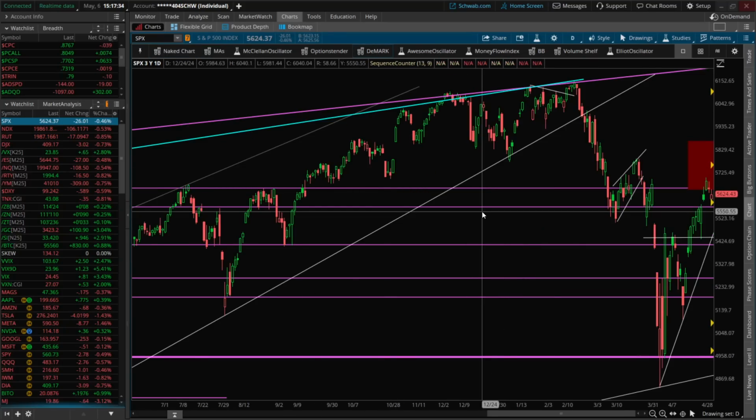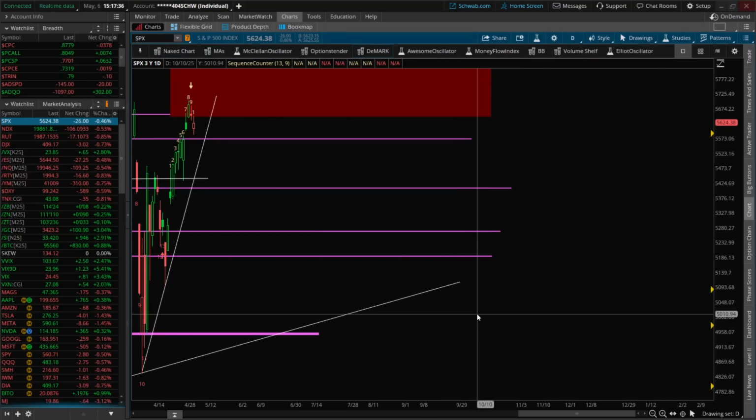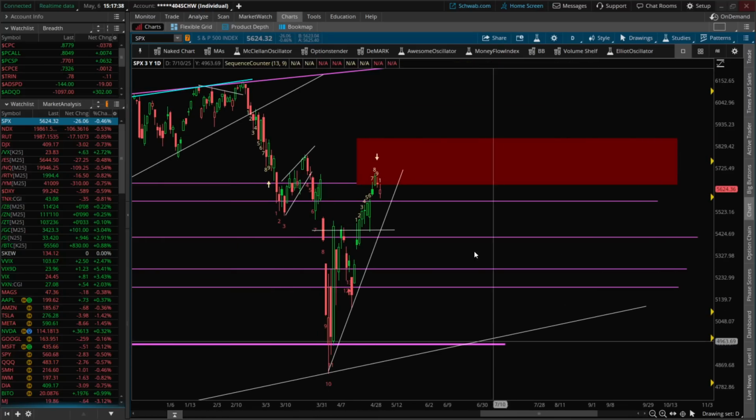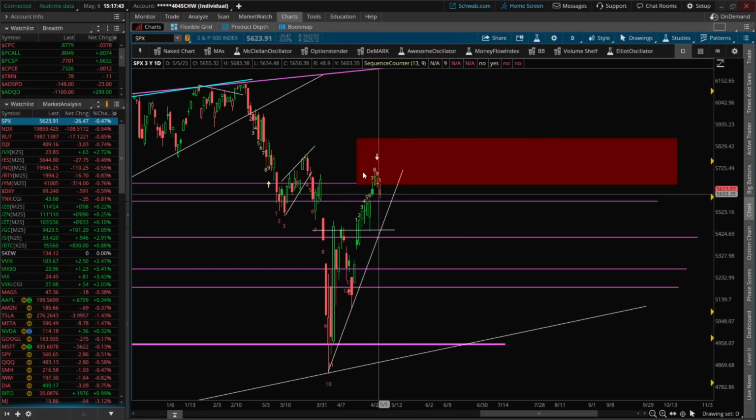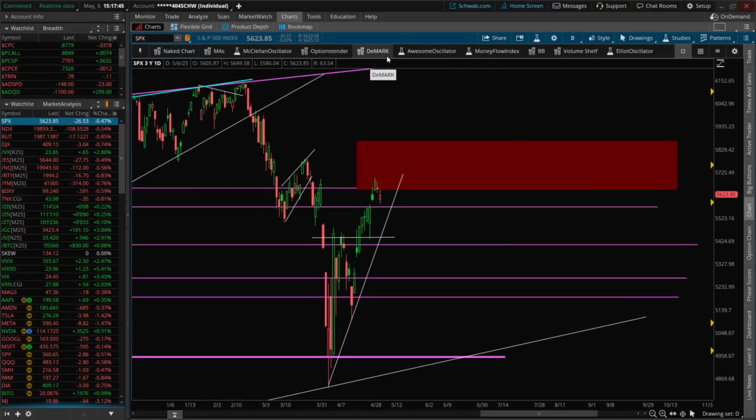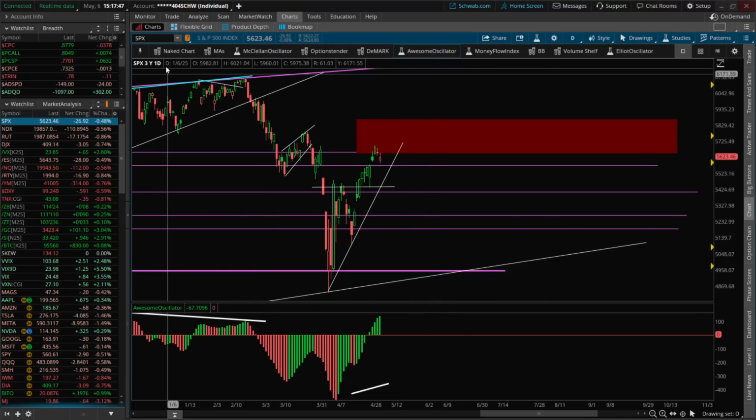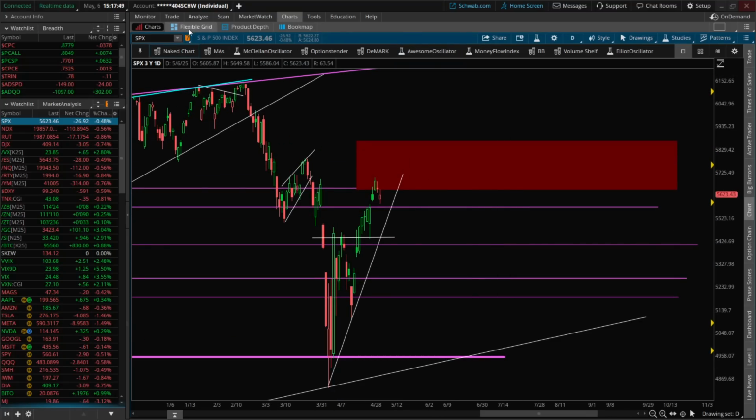DeMark, we've been following this. We have that 9 count sell signal, reversed off of it, and now let's see if we can get some follow through. Awesome oscillator, still positive. Let's go to SPY.